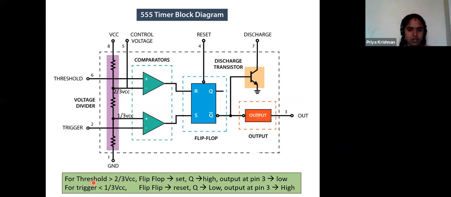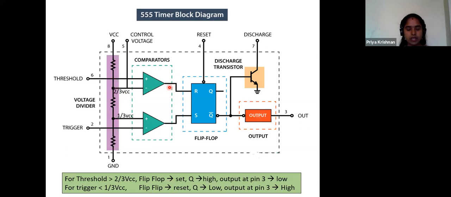For threshold, see. Let us resume. This point is threshold and this point is 2/3 VCC. It will compare the threshold point and 2/3 VCC. At any time, if the voltage at my threshold point is greater than 2/3 VCC, what happens? This comparator output will turn to 1. Participants, please follow. It's a sequence.